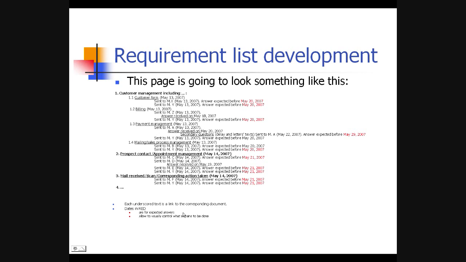So the dates in red are for expected answer. The fact that they're in red allows you to visually control what remains to be done. You know that everything in red is something that was not received, not done, so you have to manage that. So every day you can come there, see if you reach any date, and eventually contact, pressure, call, however you want to manage that, but do something about it.